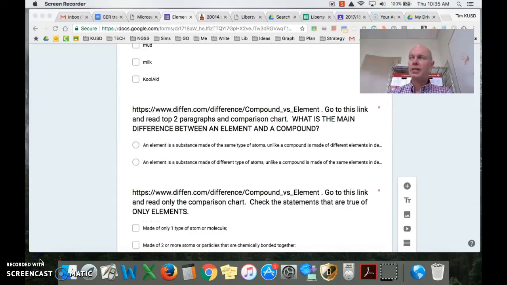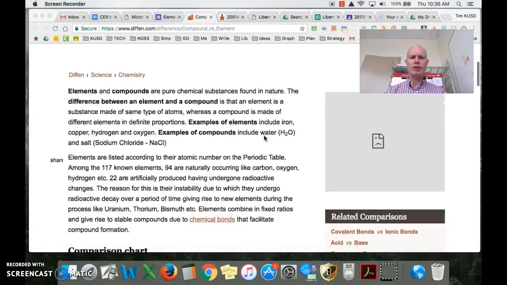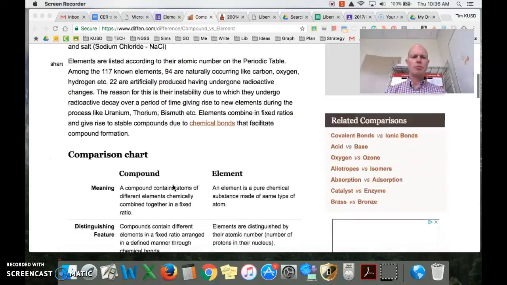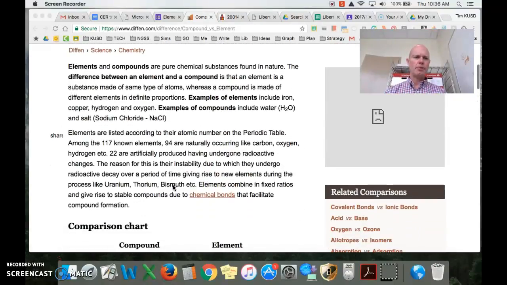Next question is the biggie. What is the main difference between an element and a compound? Go ahead and click on the link that's given you right there, please. Here is the website, and when you go to the website, I'm going to ask us to read these 2 paragraphs, and then we're also going to use the comparison chart. That's it. So let's just read through it.